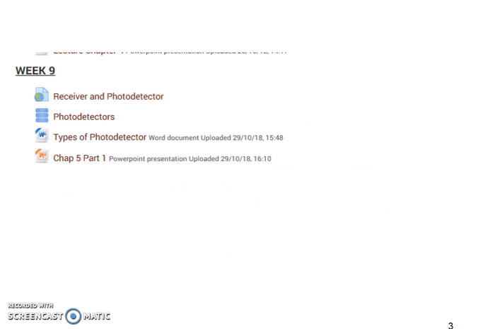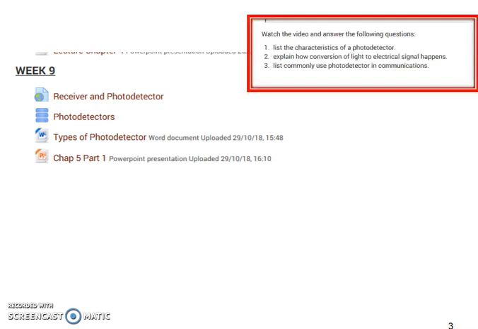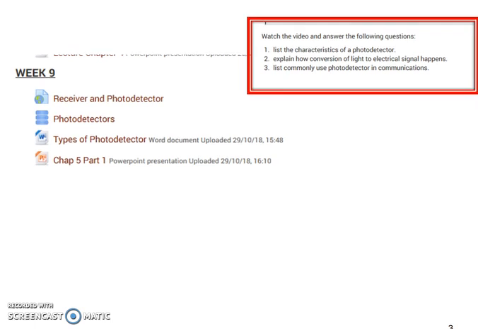Okay, pada minggu ke-9 saya telah upload beberapa video dan a few homeworks for you to do. Kalau yang tak tengok lagi, please do so, and the homeworks are like this. We need to watch the video and answer the following question. Question number 1 is to list the characteristic of a photodetector, and then explain how conversion of light to electrical signals happen. This is the most important parts in optical receiver. Okay, electrical detection ataupun signal detection is happen here.